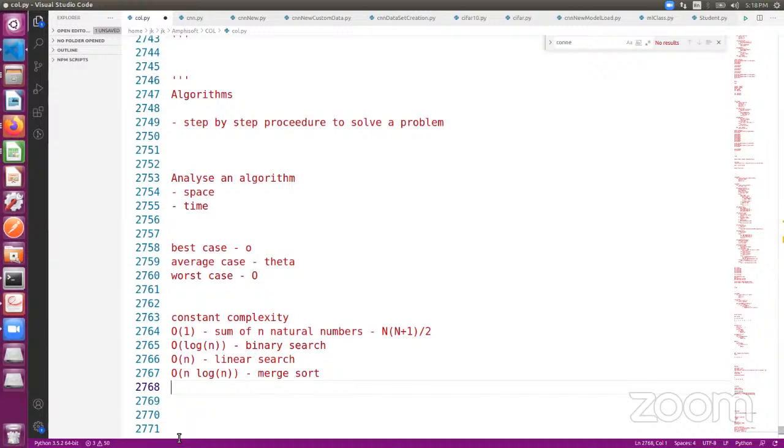Okay. And then order of n square, n to the power 2. Any example for order of n square algorithm? Bubble sort, quicksort also. Yeah, okay, quicksort's worst case is also n square. But we still have simpler algorithms: bubble sort, insertion sort, selection sort. These 3 sorting algorithms also take n square time complexity.